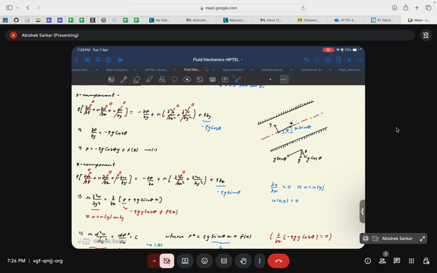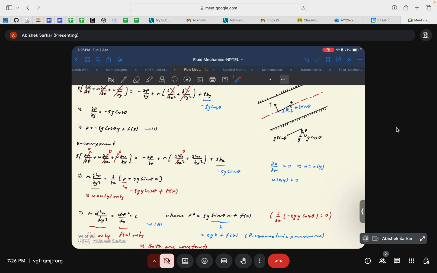Since it is steady flow, this term will be equal to 0. Since v is 0, all the terms including v will be equal to 0. So we're only left with the pressure gradient term and the body force term. So we have dou p by dou y equal to minus rho g cos theta. Then if you integrate it, you will get pressure as minus rho g cos theta y plus some function of x. Let us consider this as 1.